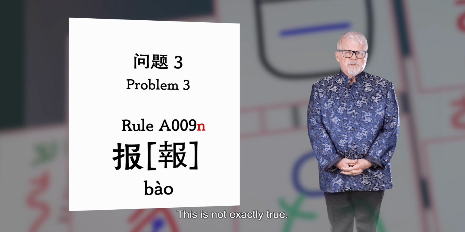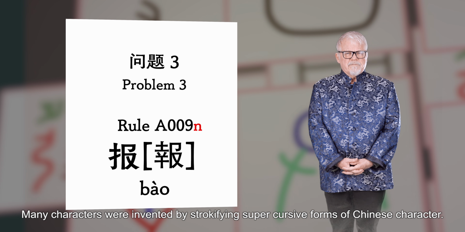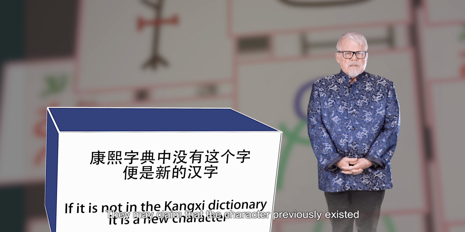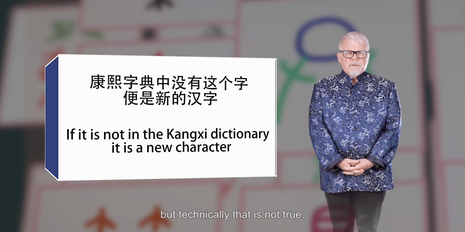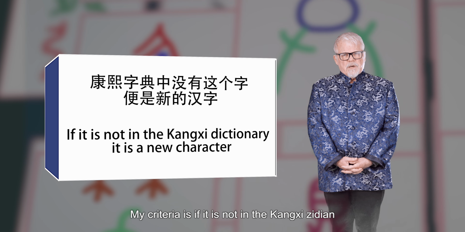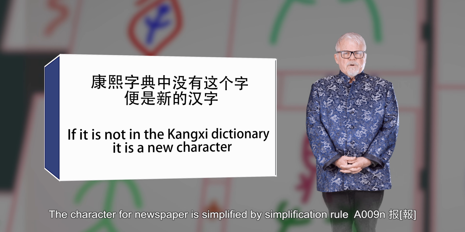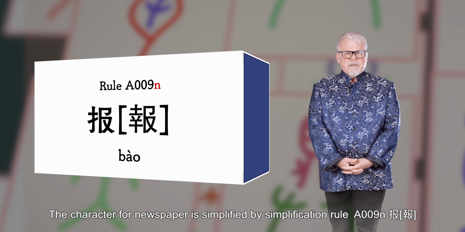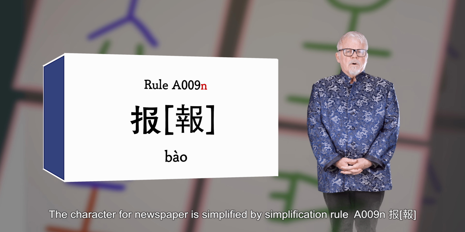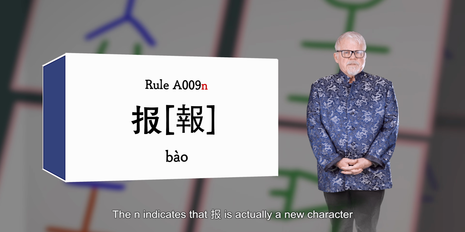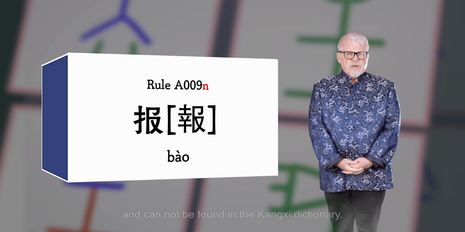Problem 3. It is claimed that the simplification did not invent any new characters. This is not exactly true. Many characters were invented by strokeifying supercursive forms of Chinese characters. They may claim that the character previously existed, but technically that is not true. My criteria is, if it is not in the Kangxi Zidian, it is a new character. The character for newspaper is simplified by simplification rule A009N, Bao. The N indicates that Bao is actually a new character and cannot be found in the Kangxi dictionary.